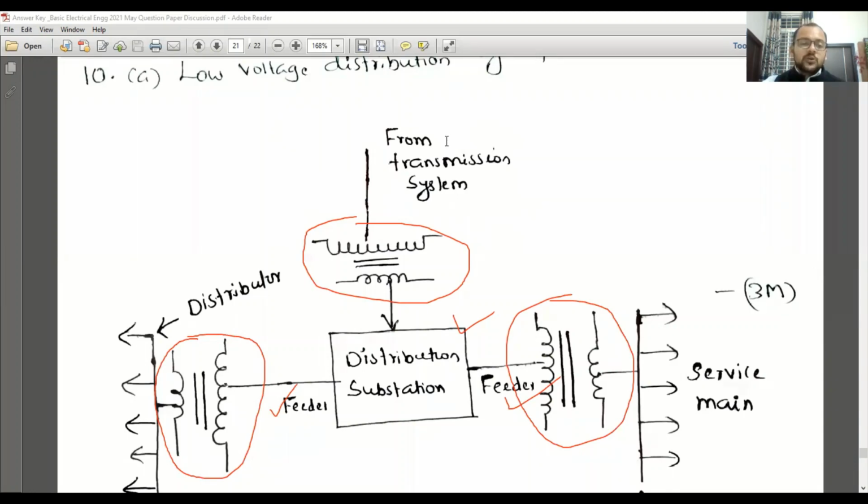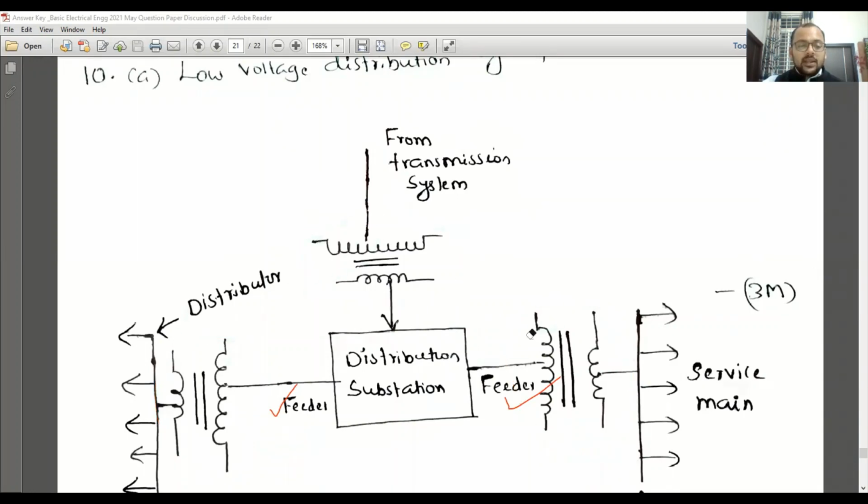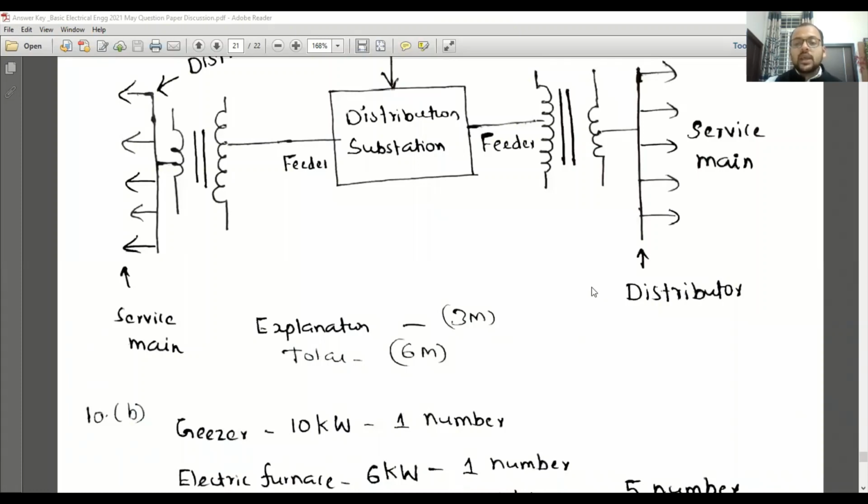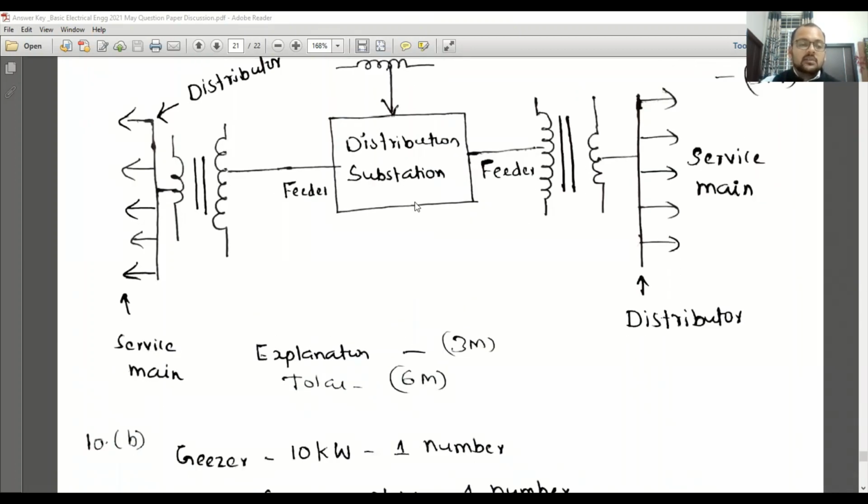Now what you can do is explain each and every component. What is a feeder? What do you mean by distributor? What is service main? What about the pole mounted substation? On some roadsides you can observe the pole mounted substation. What is the importance of that? Those things you can explain. Total 3 plus 3 with figure. If you draw the figure effectively, you will be getting 3 marks.